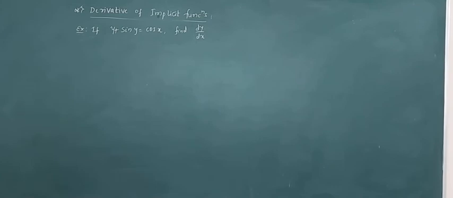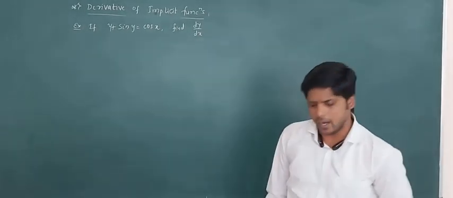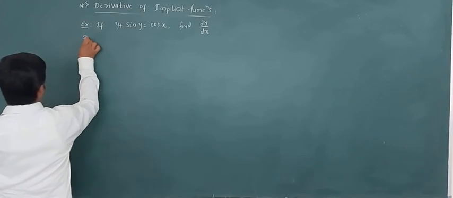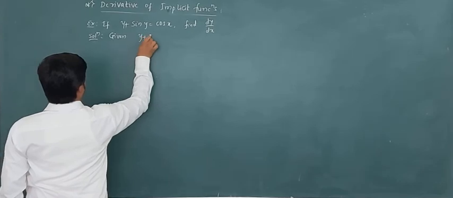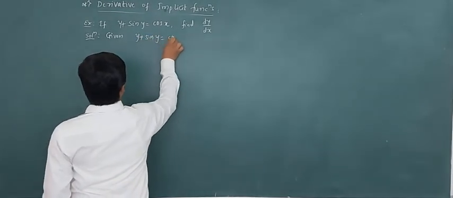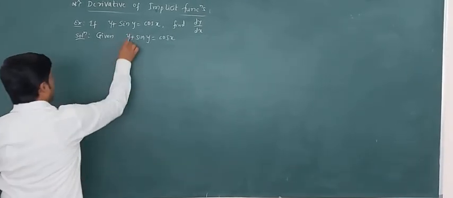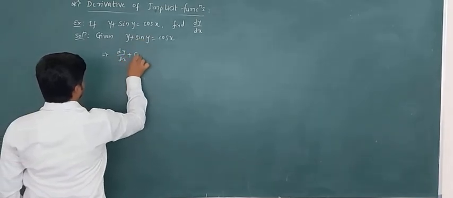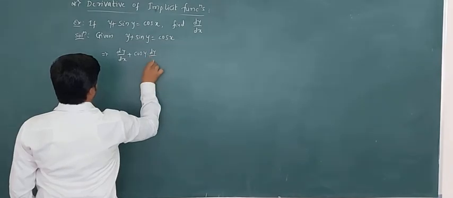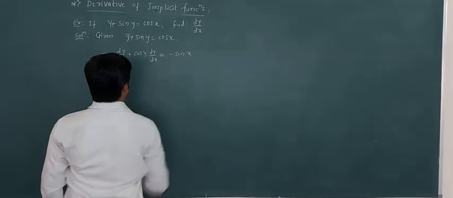So next example: if y plus sin y is equal to cos x, then find dy by dx. So solution, here given is y plus sin y is equal to cos x. Now differentiate this equation with respect to x. We get y differentiation is dy by dx plus sin y differentiation is cos y into dy by dx is equal to cos x differentiation is minus sin x.